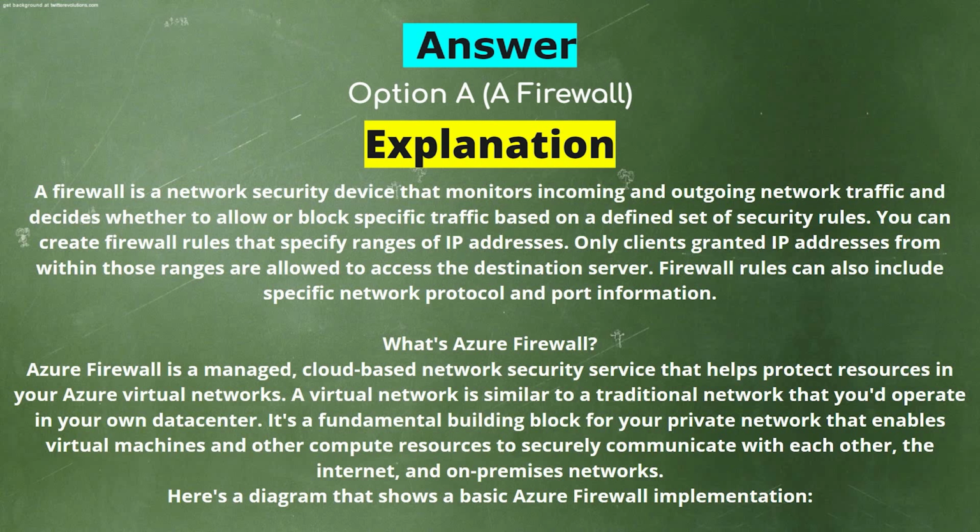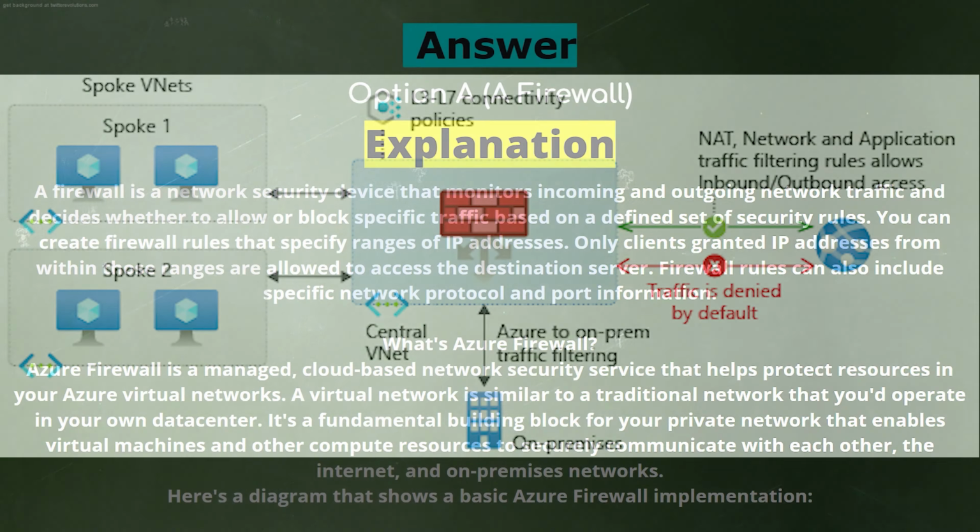What's Azure Firewall? Azure Firewall is a managed cloud-based network security service that helps protect resources in your Azure virtual networks. A virtual network is similar to a traditional network that you'd operate in your own data center. It's a fundamental building block for your private network that enables virtual machines and other compute resources to securely communicate with each other, the internet, and on-premises networks. Here's a diagram that shows a basic Azure Firewall implementation.